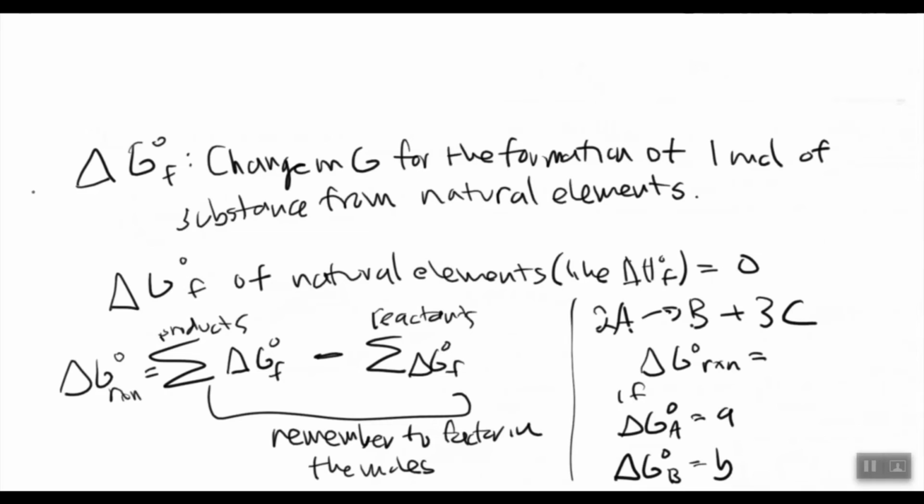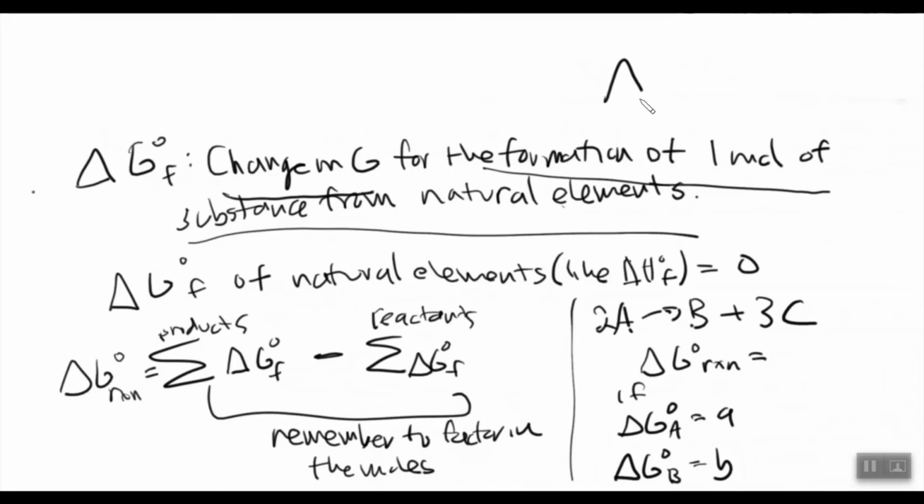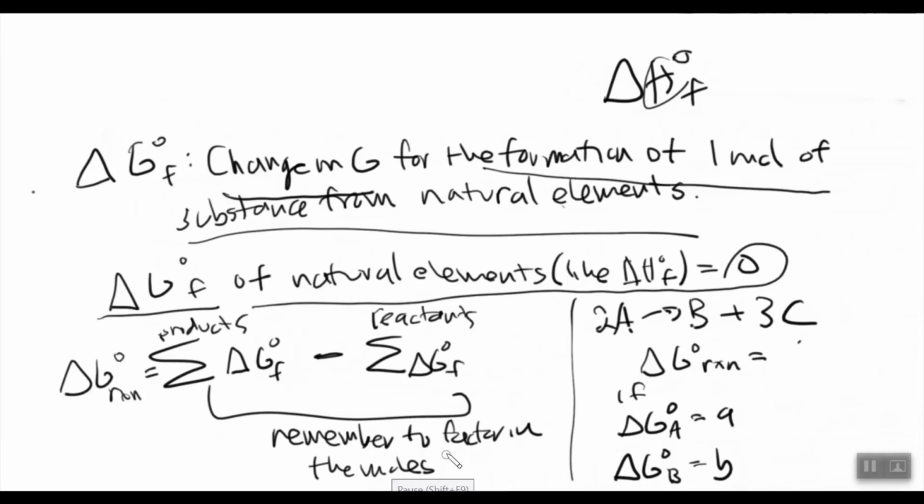Now, let's take a look at ΔGf, or the delta G0 of formation. This is the change in G for the formation of 1 mole of substance from natural elements. Sounds just like the delta H of F, or the heat of formation, just for Gibbs free energy instead of enthalpy. So, we know that the delta Gf of natural elements is equal to 0.